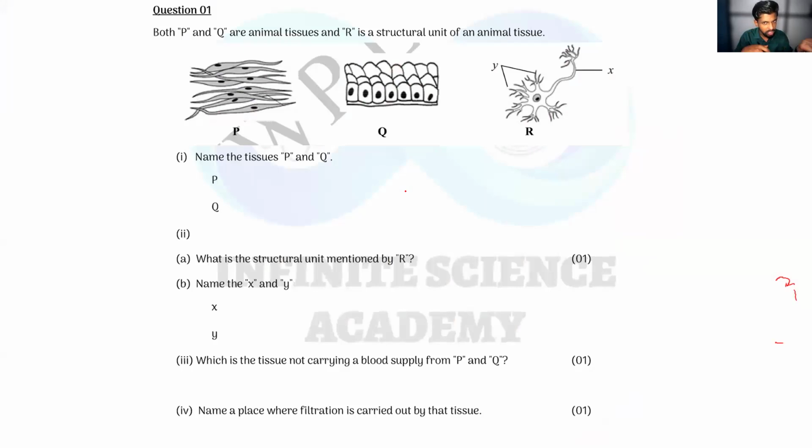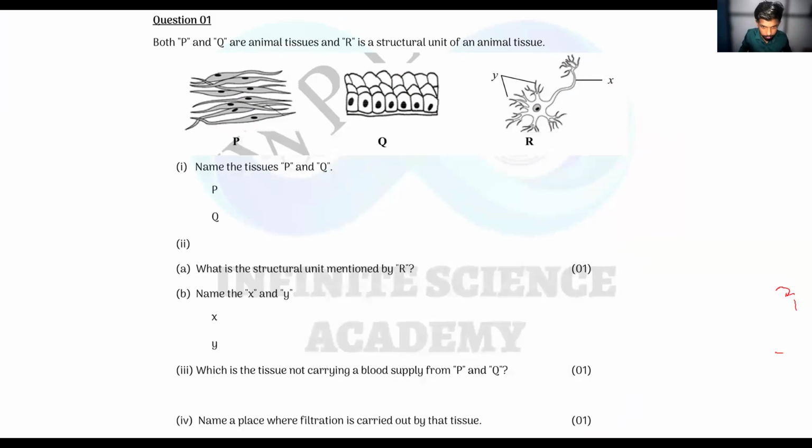You can send me the answers through WhatsApp or even in the chat box.